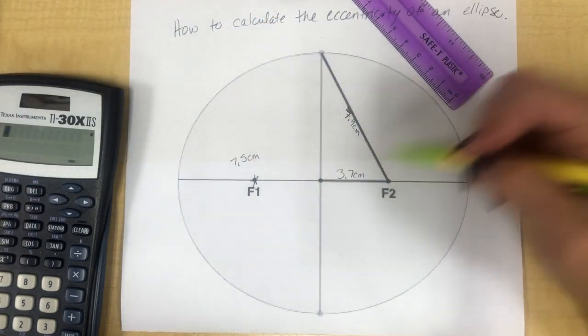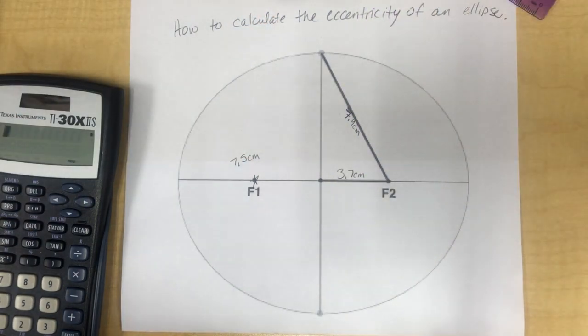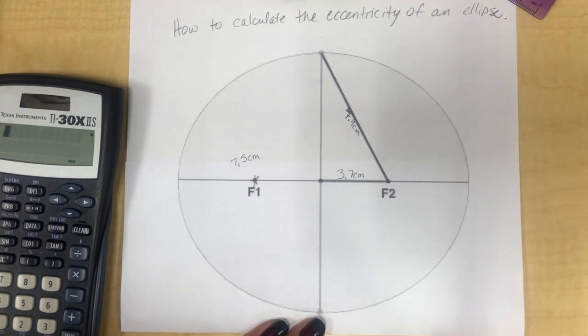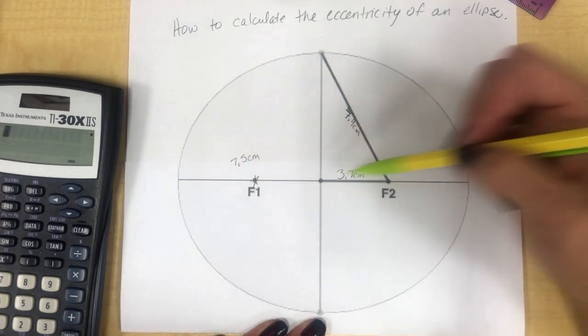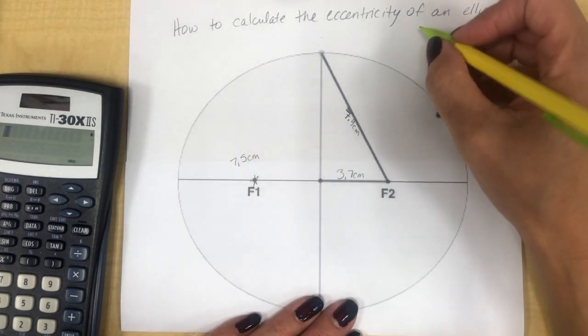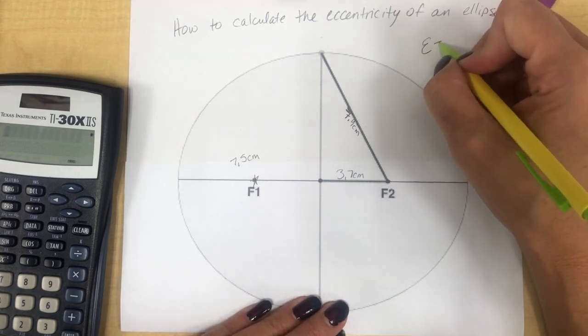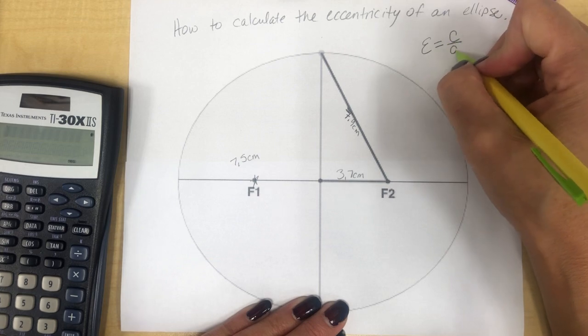Now I have the two measurements that I need. I could have gotten 3.7 by dividing the 7.5 out, so that's why I actually took that measurement, if you want to do it that way. Then I need to know what the equation is. We will always give you the equation: E equals C over A.